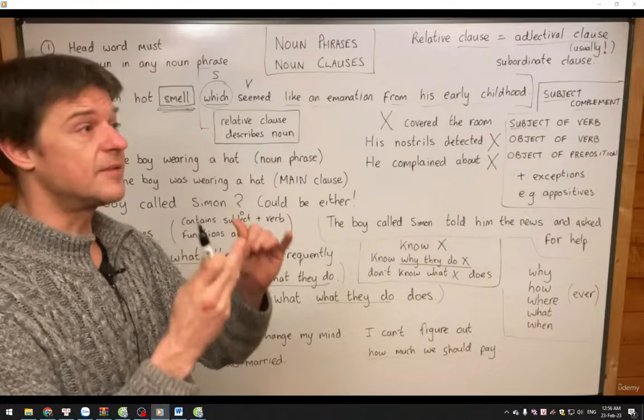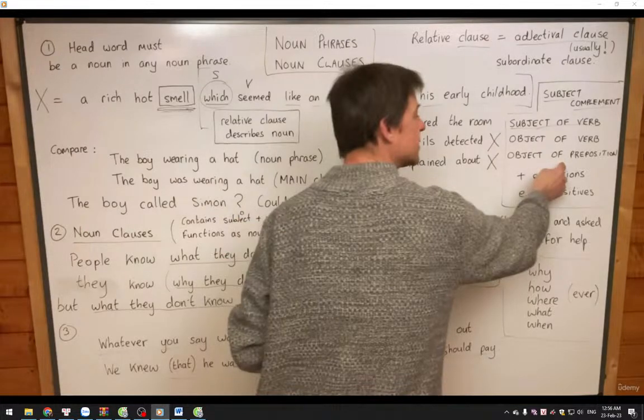But it can be the object of a verb as well. We could say, his nostrils detected a rich, hot smell, which seemed like an emanation from his early childhood. That would be the object of detected. And we could also make the noun phrase the object of a preposition by saying he complained about a rich hot smell which seemed like an emanation from his early childhood. So those three jobs are three of the main functions of the noun.